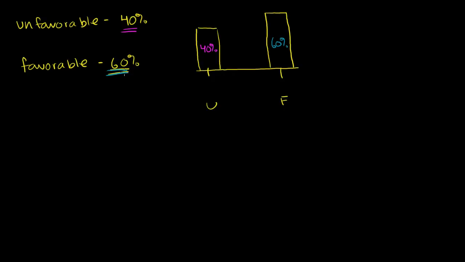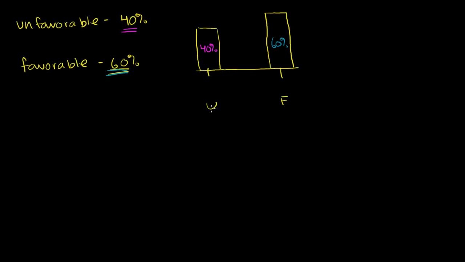Now, if I were to ask you to pick a random member of that population and say, what is the expected favorability rating of that member? Or another way to think about it is, what is the mean of this distribution? For a discrete distribution like this, your mean, or your expected value, is just going to be the probability weighted sum of the different values that your distribution can take on. Now, the way I've written it right here, you can't take a probability weighted sum of u and f. You can't say 40% times u plus 60% times f. You won't get any type of a number.